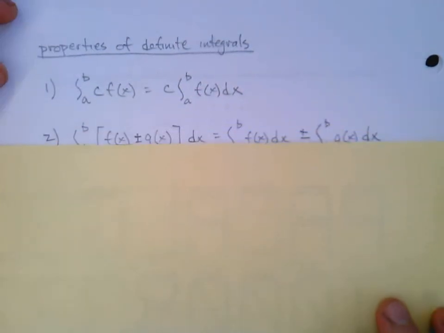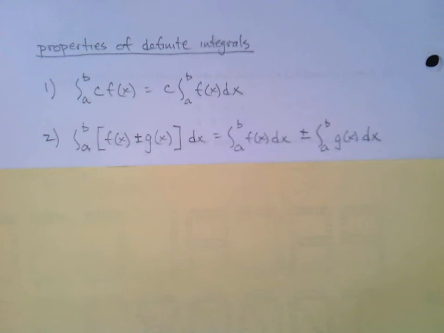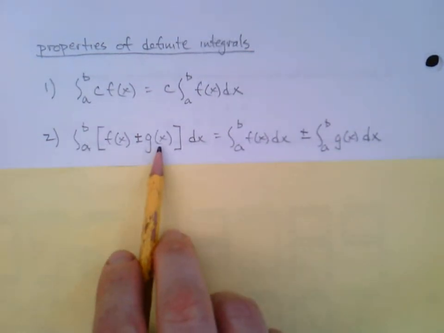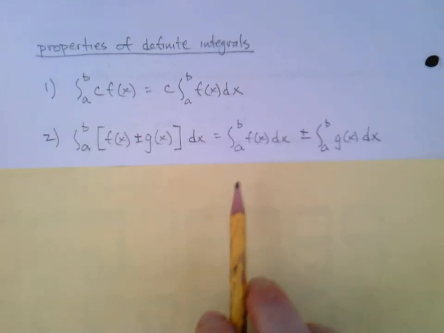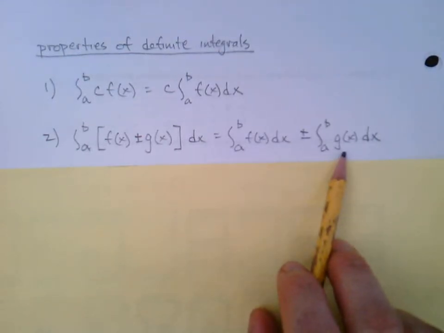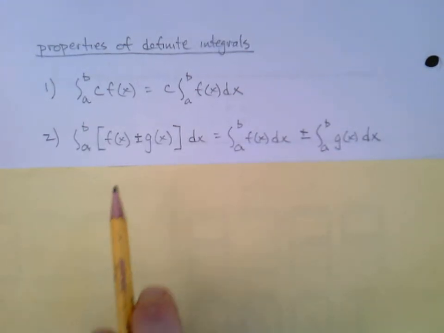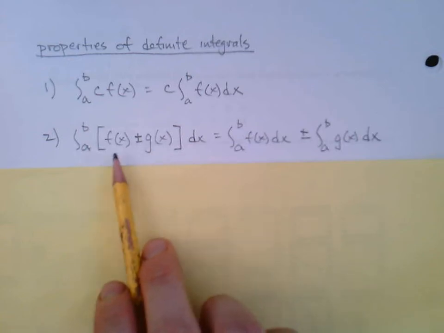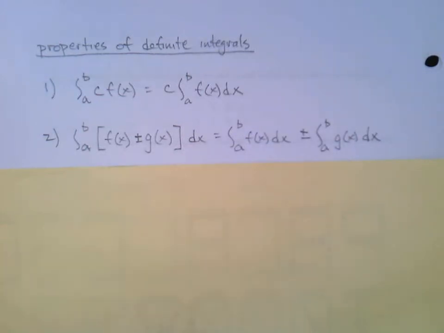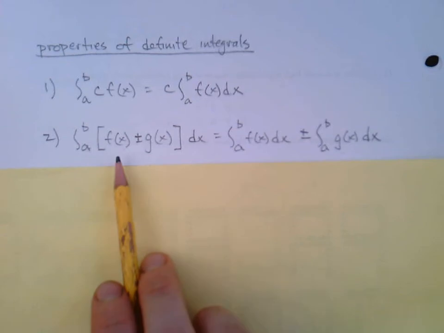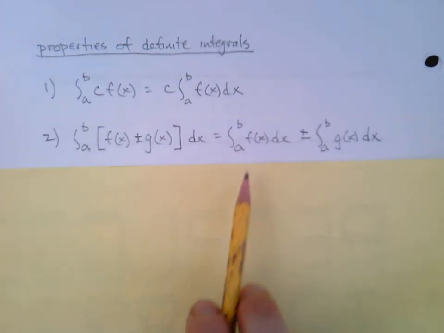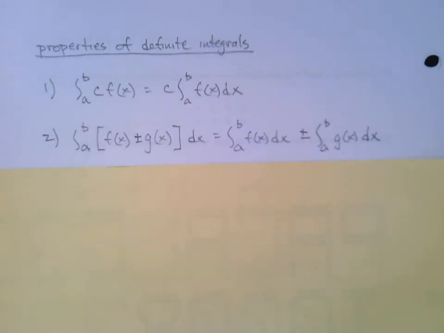What's the second property? This one we've been doing already as well. We even saw it just a moment ago with x squared plus 1. If you're ever adding or subtracting two functions, then you can take the integral of them separately and add or subtract your results. So we really think of that more like with the antiderivatives. We take the antiderivatives separately and then we just evaluate the whole thing. But you could even go through the process of evaluating each individual function from a to b if you wanted to, I guess.